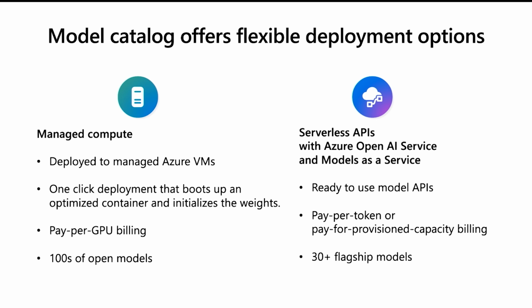The second way you can deploy models is by getting a serverless API, and this is available with both Azure OpenAI service and models as a service. And this is what has about 30 plus flagship models, premium models that you pay for based on your usage. So you get ready to use APIs and you only pay for the input tokens or the output tokens that you use.